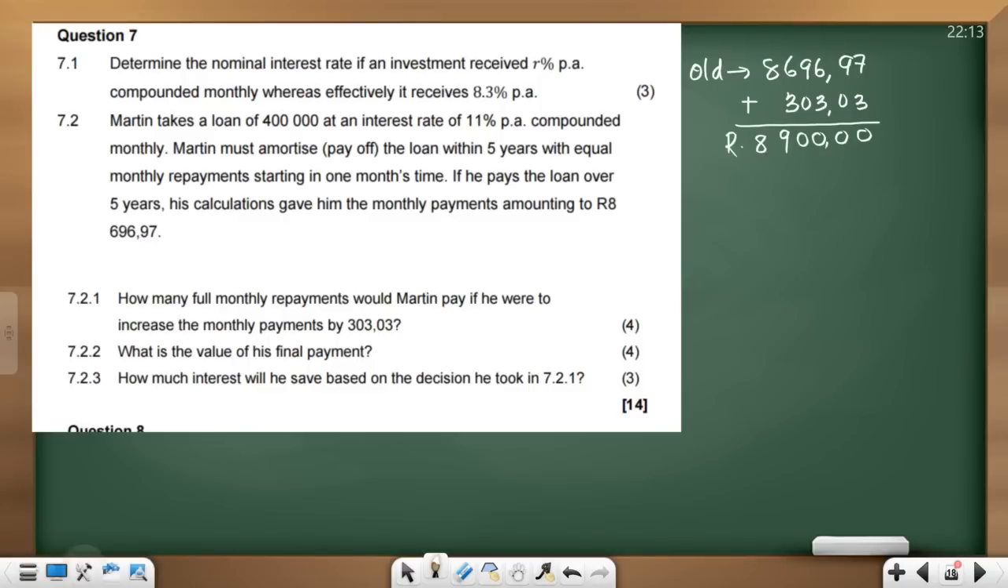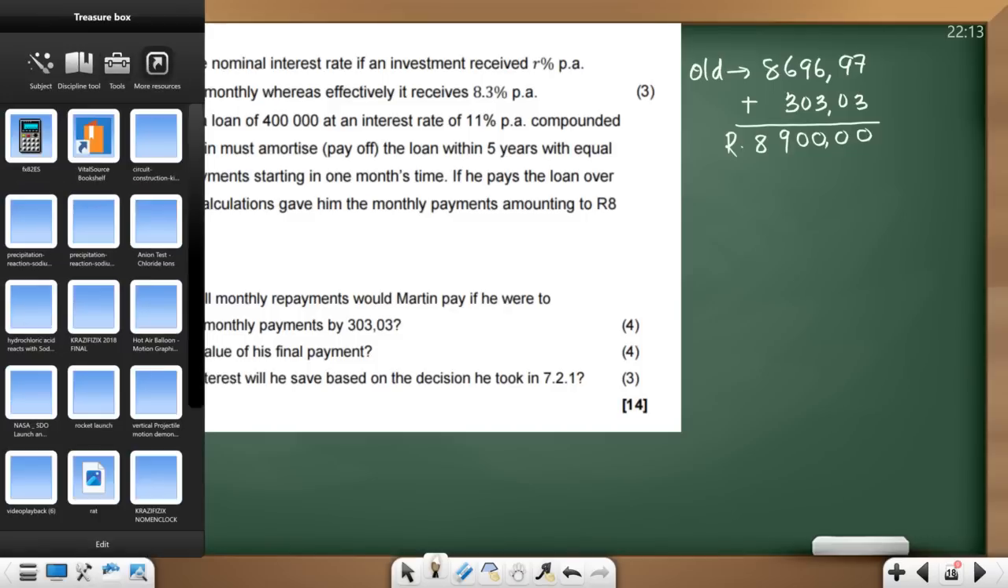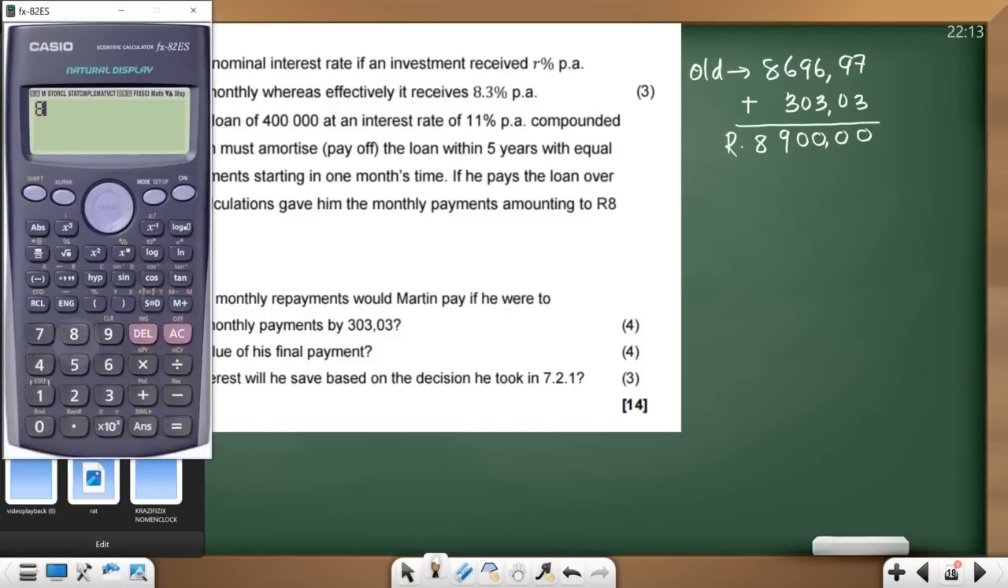Let's just take a calculator and do a confirmation quickly. 8696.97 plus 303.03. All right. Oh, that gives us 9,000. What am I doing? All right. That gives us exactly 9,000. My bad.